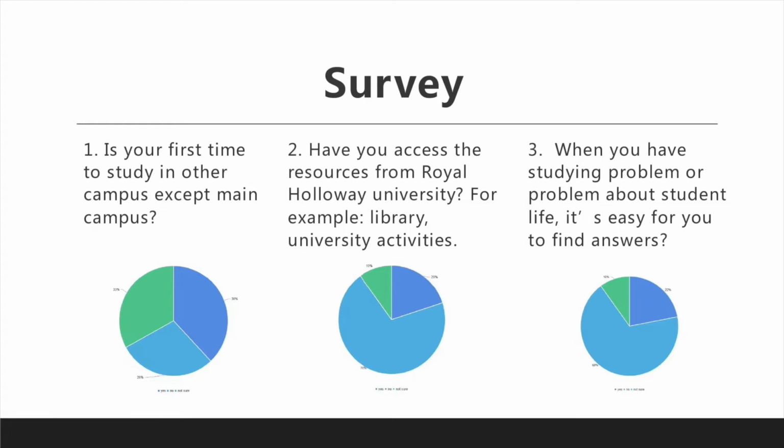For example, I have a question: have you accessed the resources from Royal Holloway University, for example, like the library or university activities? So there were 70% of participants who said no, only 10% said not sure, and 20% of people said yes. So the next question is: when you have a study problem or a problem about student life, is it easy for you to find the answer?